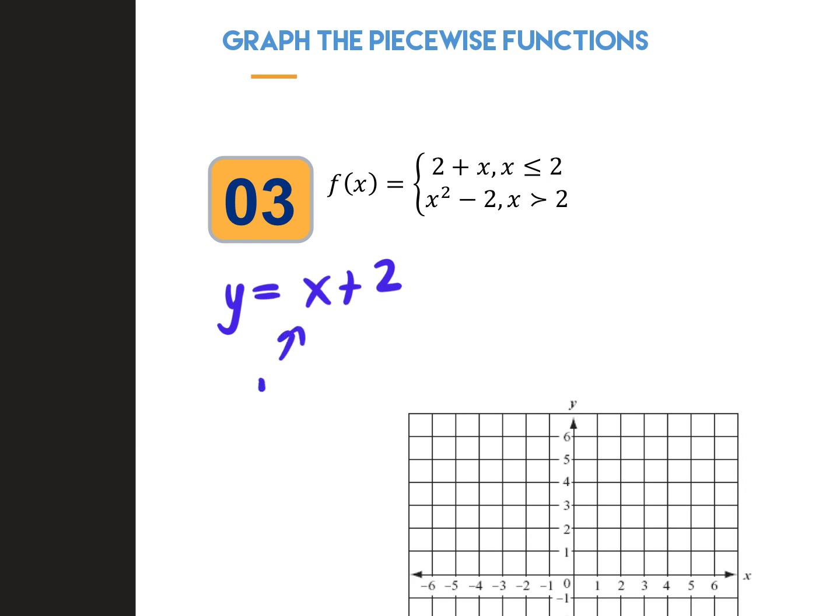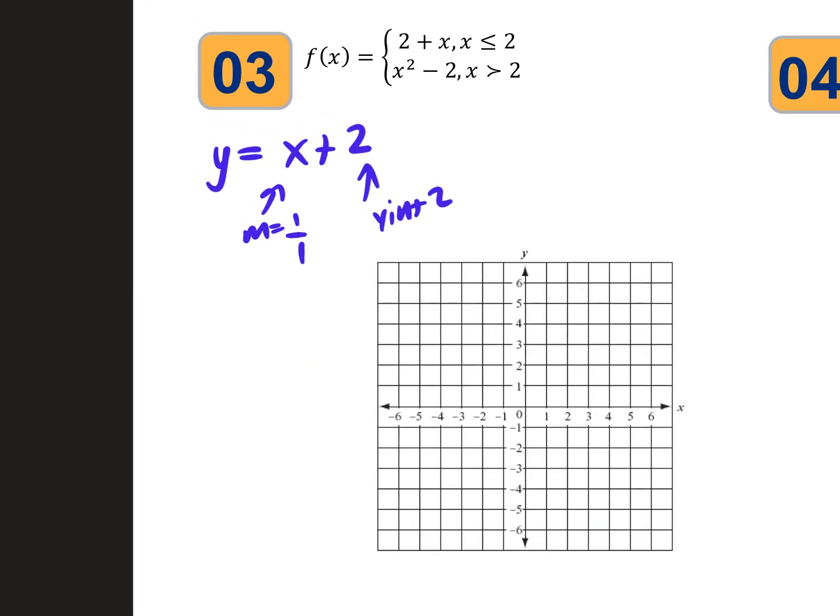So my slope here is 1/1. I don't know why I wrote 2. So 1/1, and my y-intercept is at 2. I can't believe I'm losing my voice. Up 1/1, up 1. It's a positive line, so do you guys agree? Something like that? And then where's the boundary that I'm looking at?